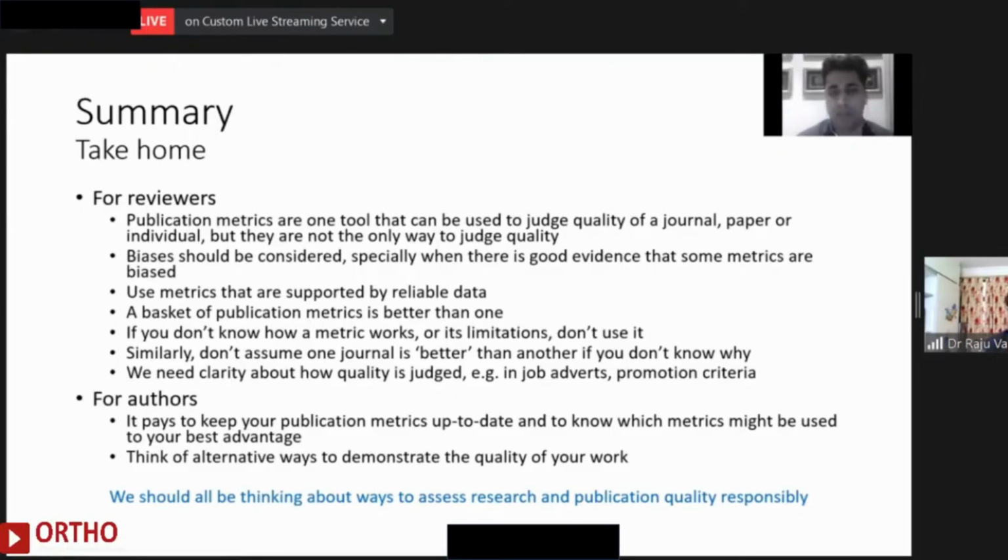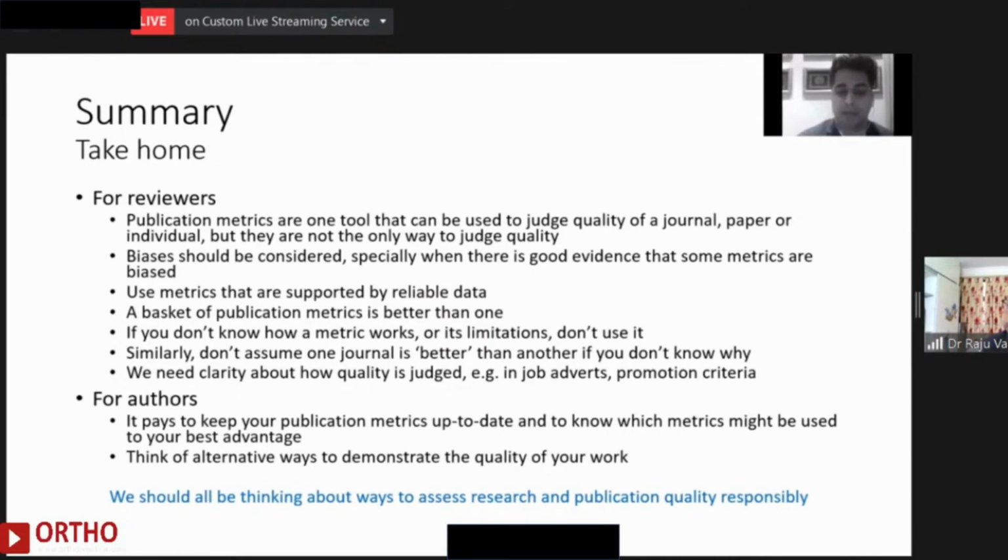Similarly, it's not very nice to say that one journal is better than the other only because of the metrics, and you have no idea why. So we need clarity about how you judge quality. And for authors, it pays to keep your publication metrics up to date, to understand which metrics may be used best to your advantage, because your metrics are going to be utilized by journals to accept your publication, to accept your presentation, by organizations to accept you for job positions, and try to think of alternative ways.